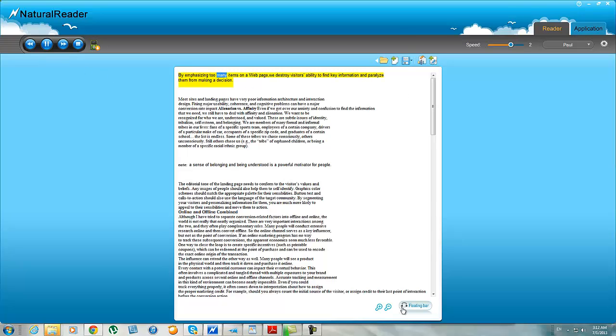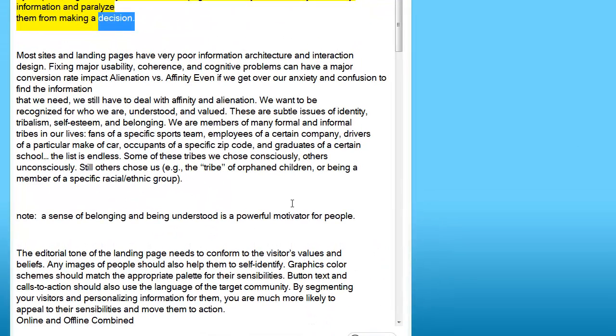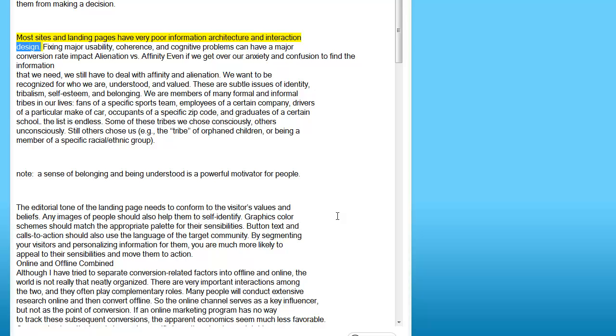By emphasizing too many items on a web page, we destroy visitors' ability to find key information and paralyze them from making a decision. Most sites and landing pages have very poor information architecture and interaction design. Fixing major usability, coherence, and cognitive problems can have a major conversion rate impact.